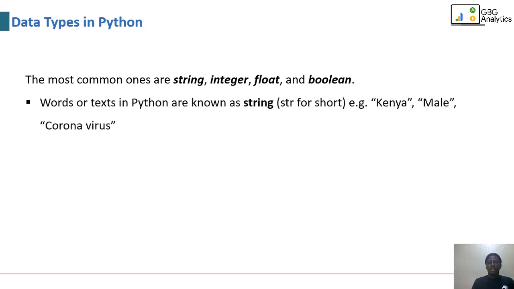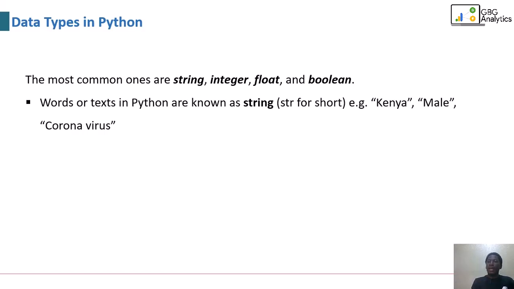When I talk about a string, it is like a character or a text or word. For example, Kenya, male, coronavirus, female, and so on. And whenever you have a string data type in Python, you have to put a quotation sign there. For example, this is a quotation. So when we quote this, we begin the quote, and after the word, we end the quote.